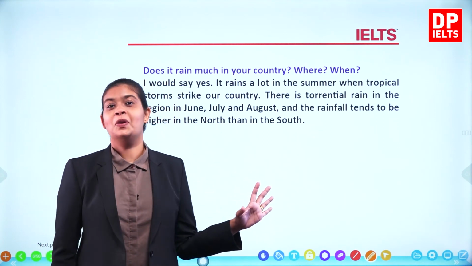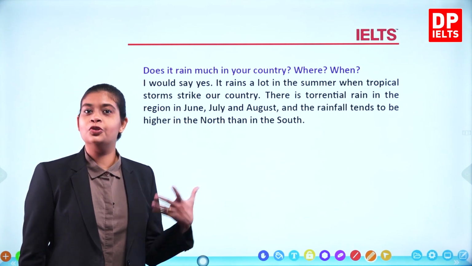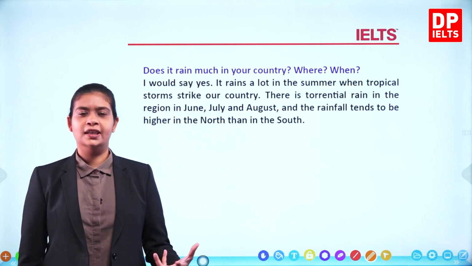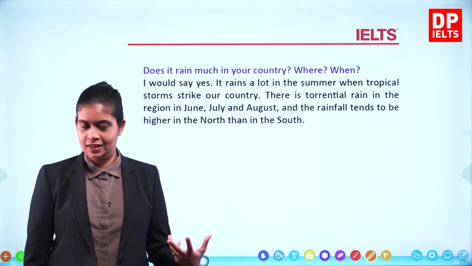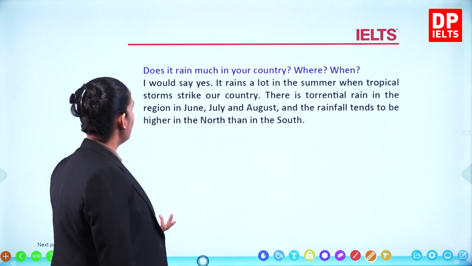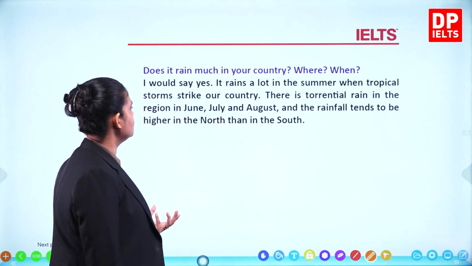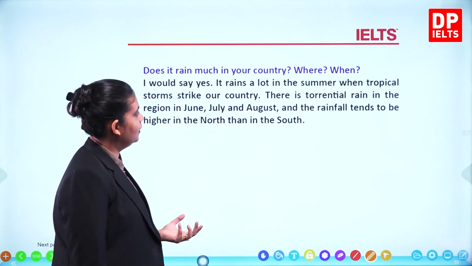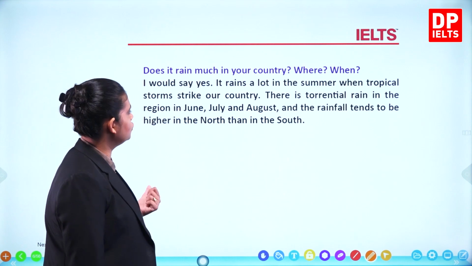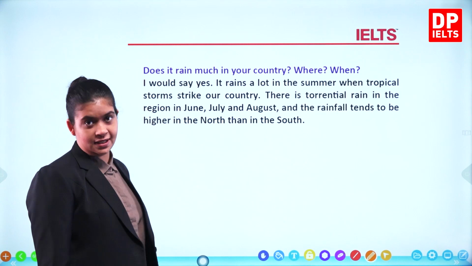So, to be honest, I don't know when it rains. I just told certain months, but you could do the same. I mean, you don't have to give an honest answer. If you don't know, give an answer which is grammatically correct and where you could get some marks for the question. I would say yes, it has a lot of rain in the summer when tropical storms strike our country. There is torrential rain in the region in June, July and August, and the rainfall tends to be higher in the north than in the south.